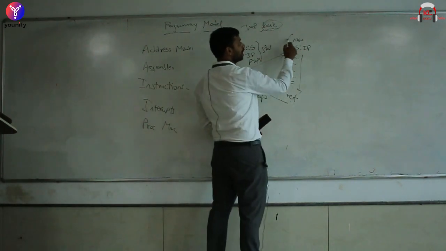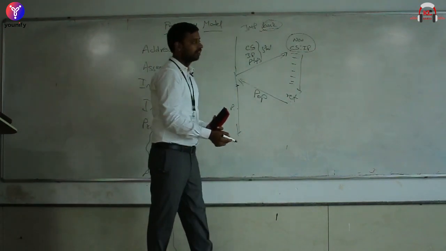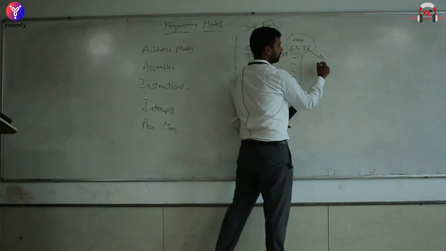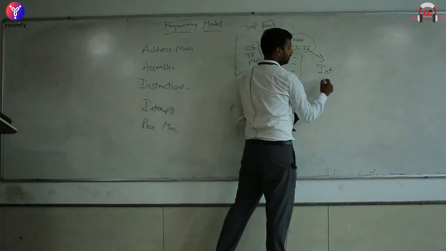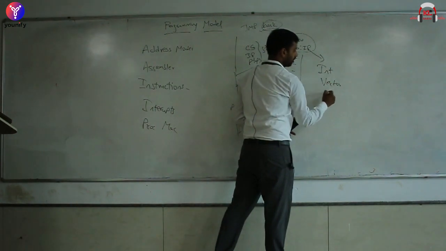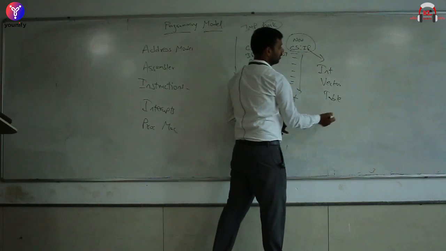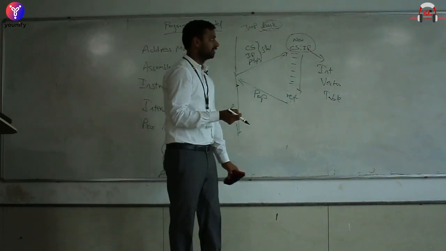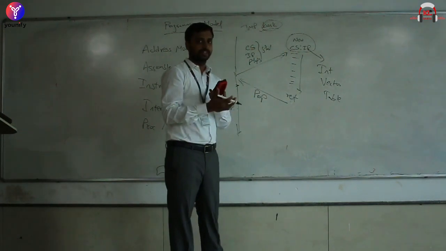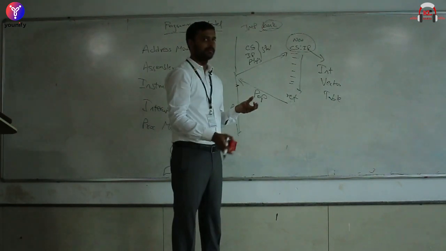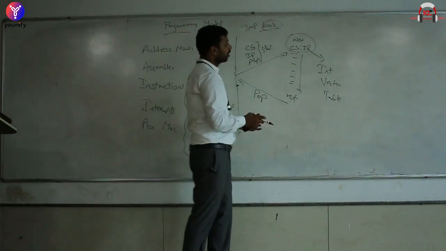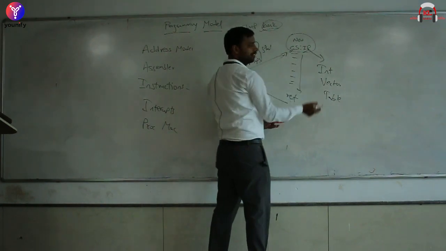But the problem is, where do I get this new CS and IP? This new CS and IP are stored somewhere called the interrupt vector table. So what size should this interrupt vector table be? What is this interrupt vector table? This interrupt vector table is a table which stores a bunch of addresses. What addresses will it store? It will store CS and IP.